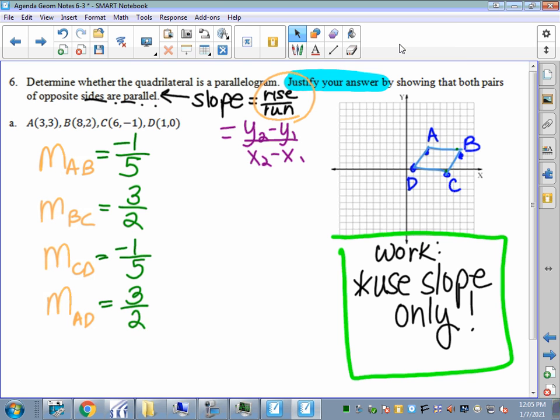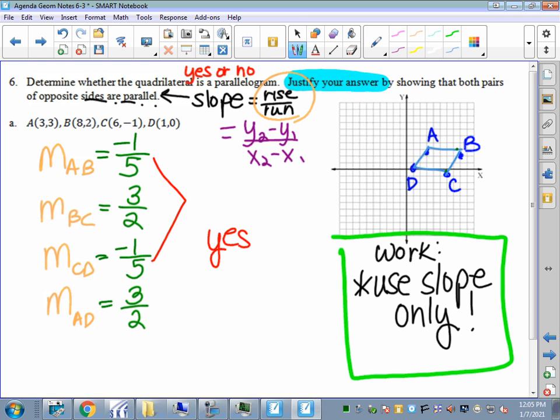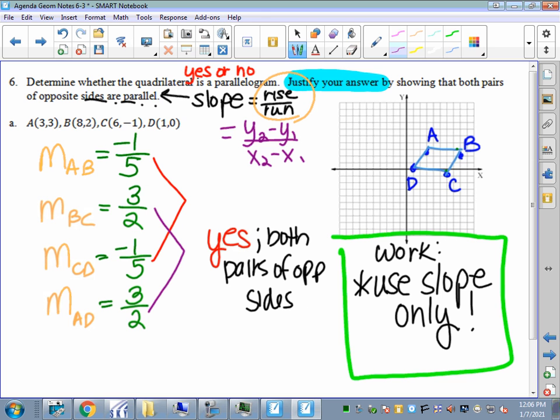So is this a parallelogram? It's still a yes or no question. Determine if this is a parallelogram. I asked you that question for the first 2 examples. Yes, this is a parallelogram, right? Justify your answer. What do you see? I see AB and CD are parallel, and I see that BC and AD are parallel. So both pairs of opposite sides are parallel. We've got ourselves an answer, and we are done on that one.